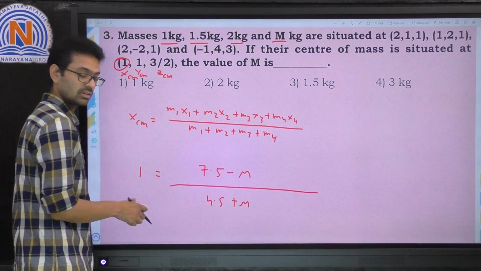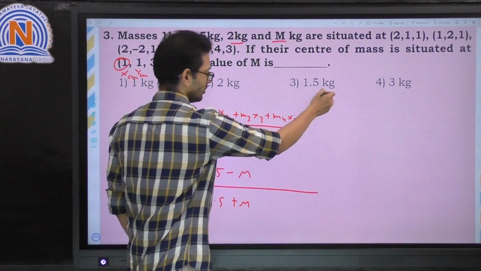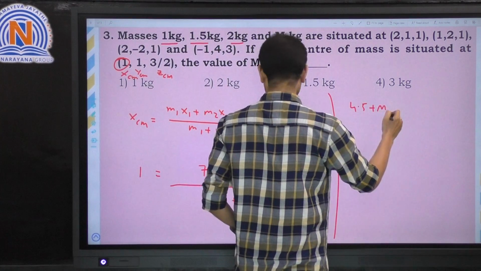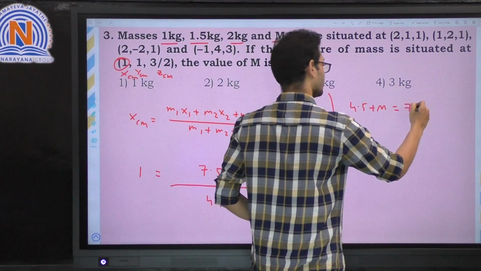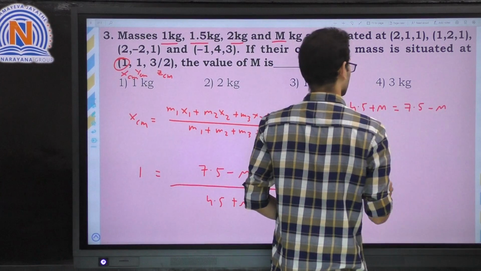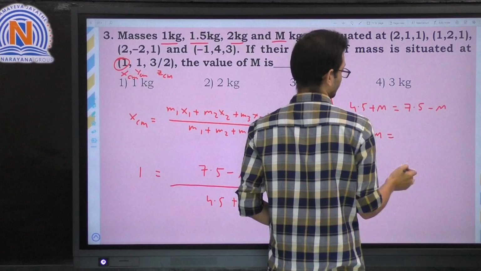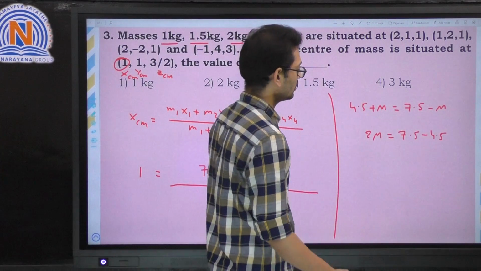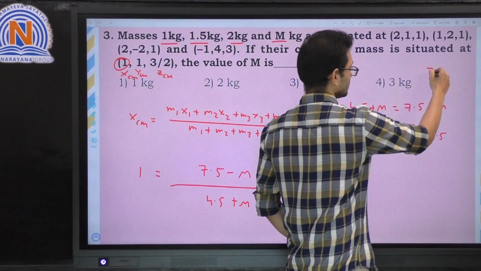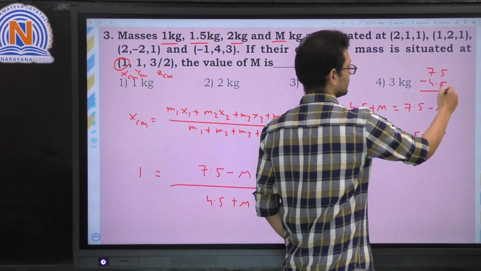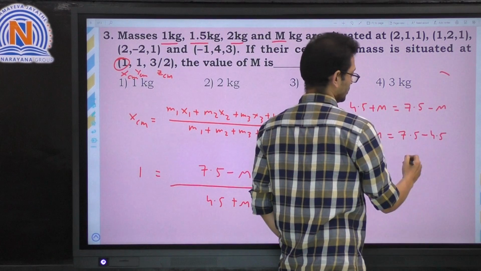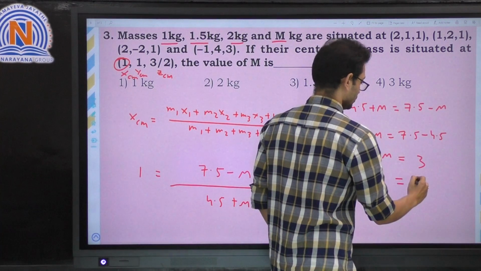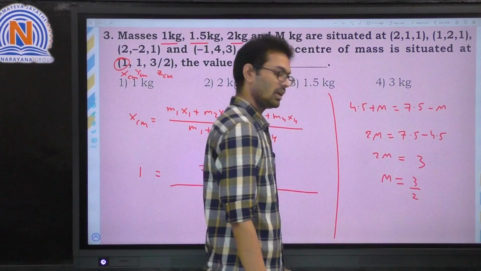Now if this is getting divided on this side, you send it to that side, and you will get 4.5 plus M is equal to 7.5 minus M. So you will get 2M equal to 7.5 minus 4.5. 7.5 minus 4.5, you will be getting 3. So 3 is equal to 2M, so M value is 3 by 2.